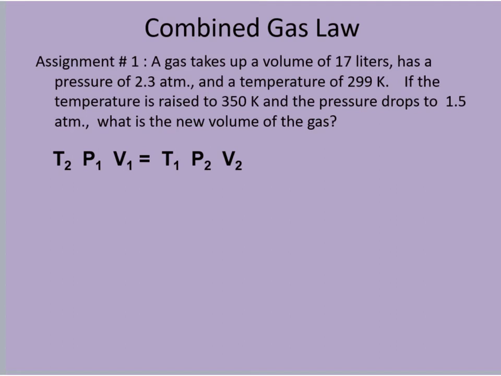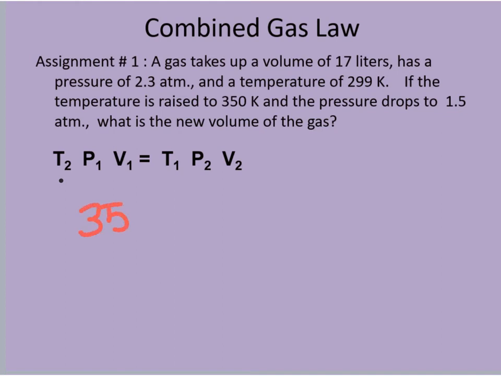Here it says a gas takes up a volume of 17 liters and has a pressure of 2.3 atmospheres and a temperature of 299 Kelvin. If the temperature is raised to 350 Kelvin and the pressure drops to 1.5 atmospheres, what is the new volume? Well, the beauty of this one is they've given us the temperatures already in Kelvin. So what is the second temperature? We want to use 350 Kelvin.